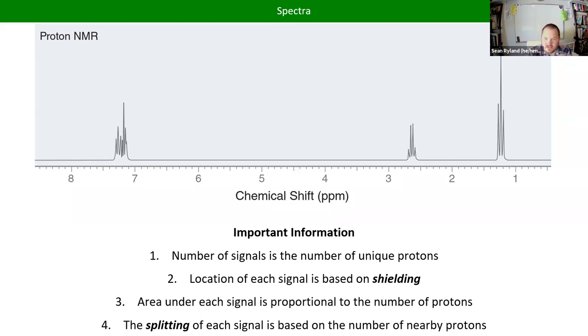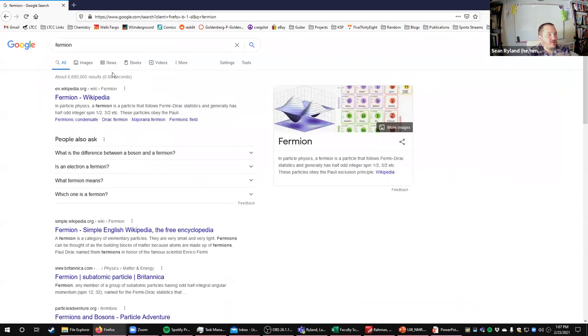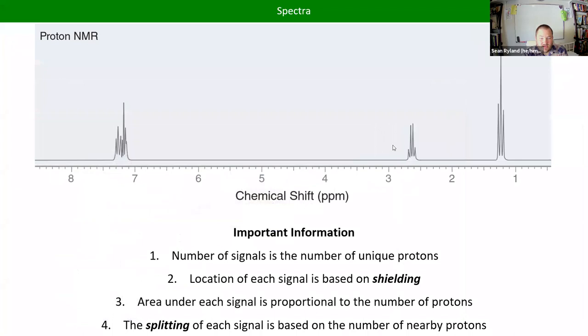So we're talking about a nucleus with an odd number of nucleons, which is what's known as a fermion. Anything that has non-integer spin is a fermion, to use theoretical physics language for it. So for any fermion we can take an NMR and use the same principles.